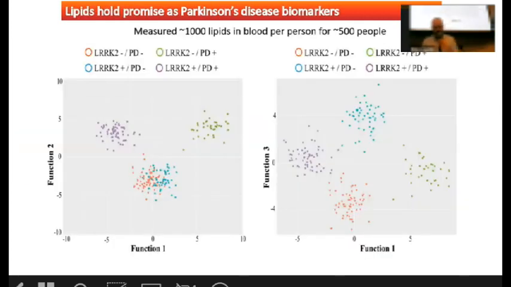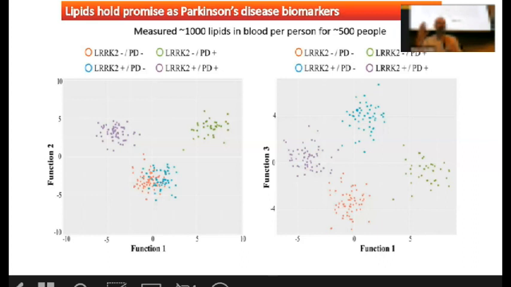And what we were able to do is develop a mass spectrometry technique. This is a really fancy machine. It can measure up to 1,000 lipids from a small blood sample at a time. And we did this for around 500 people. What these graphs show are basically cluster plots. And the different colors are the different groups. So green and orange are people that don't have Parkinson's. You can see green over here and orange over here. And then we have people with Parkinson's disease with and without LRRK2 mutation.